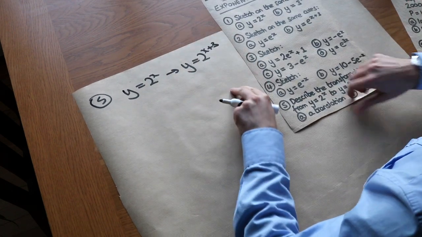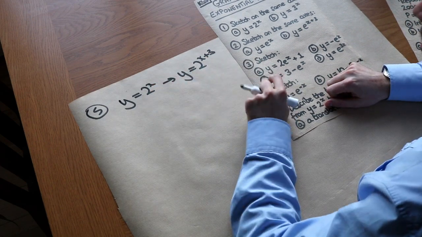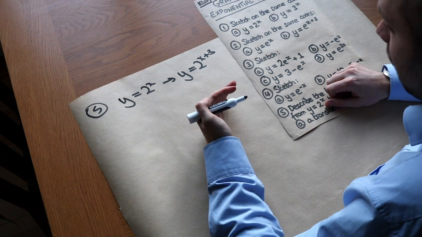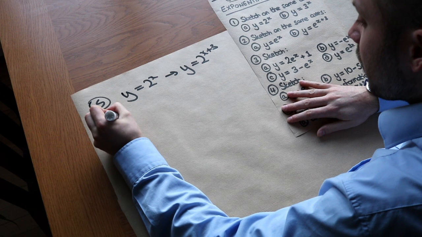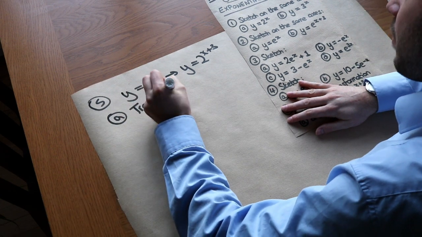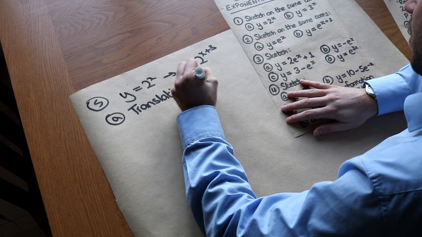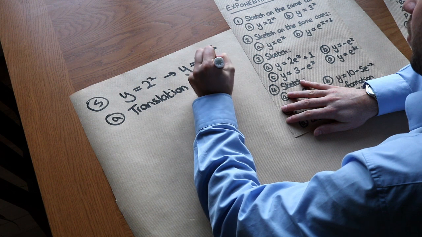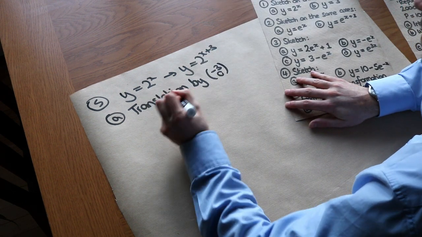Well, one way of looking at it is that the input of the function, this x, we've added 3 to it. So that's a change inside the function. So it's going to do the opposite and affect the x values. So that's going to be a translation left 3. You're subtracting 3 from the x values. So we could write a translation by minus 3, 0. So that's just going to move left 3, isn't it?